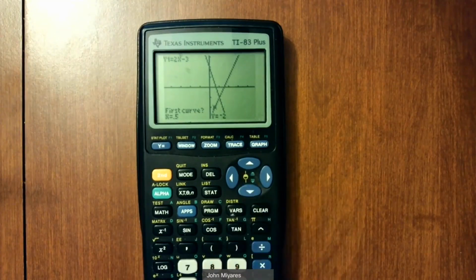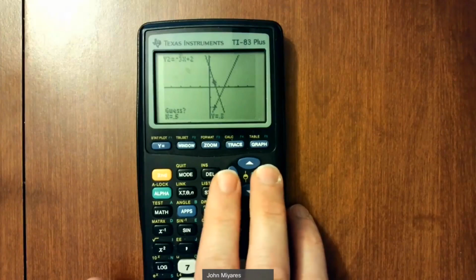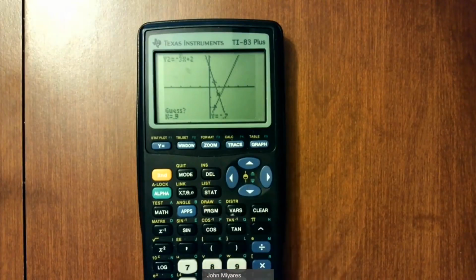So I'm going to hit the enter button. Now it's going to jump up to y2 and ask me to verify that this is the second curve that I want to intersect it with. So I'm going to hit enter. And then it's asking me to guess. Well, why would I need to guess? It looks like there's only one possible place. And for straight lines, it really doesn't matter where we guess that point is going to be.